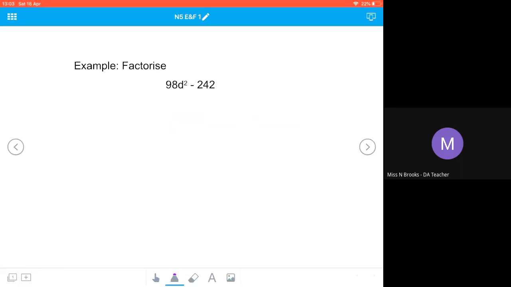Now sometimes you're going to have to do more than one step. So when you look at this, it looks like it should be a difference of two squares, but 98 and 242 are definitely not perfect squares. However, they're both even numbers, so we can take out a highest common factor first. So the highest common factor of 98 and 242 is 2. So we're going to take out a common 2. And that means that our bracket becomes 49d squared minus 121. And you can see that now we do have two perfect squares.